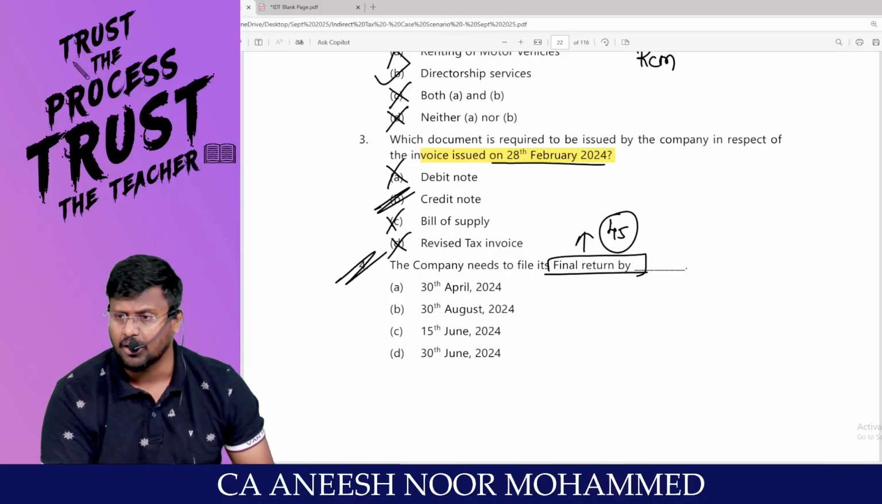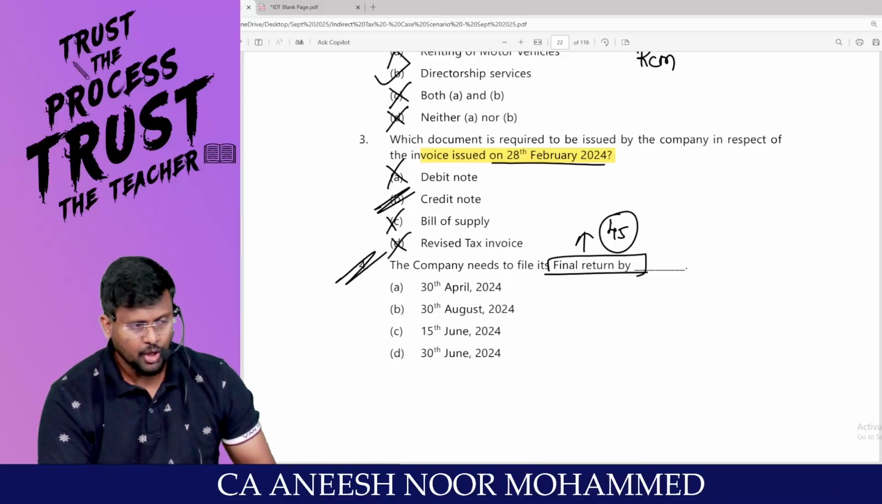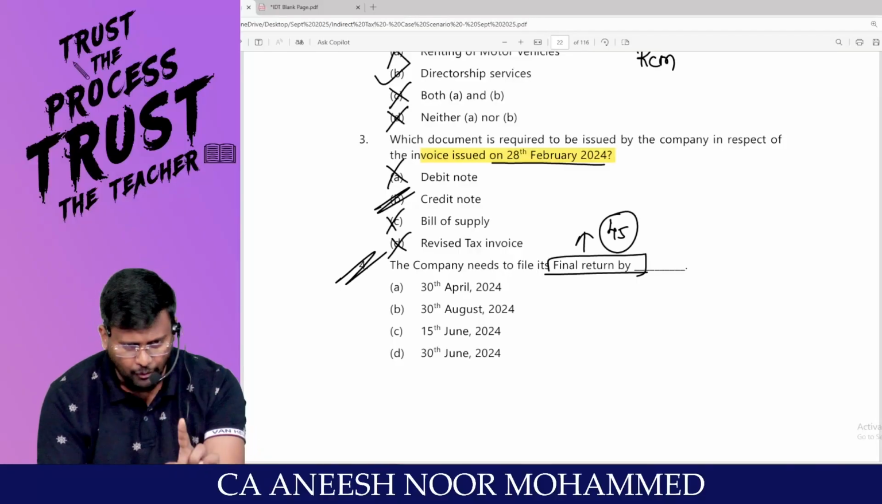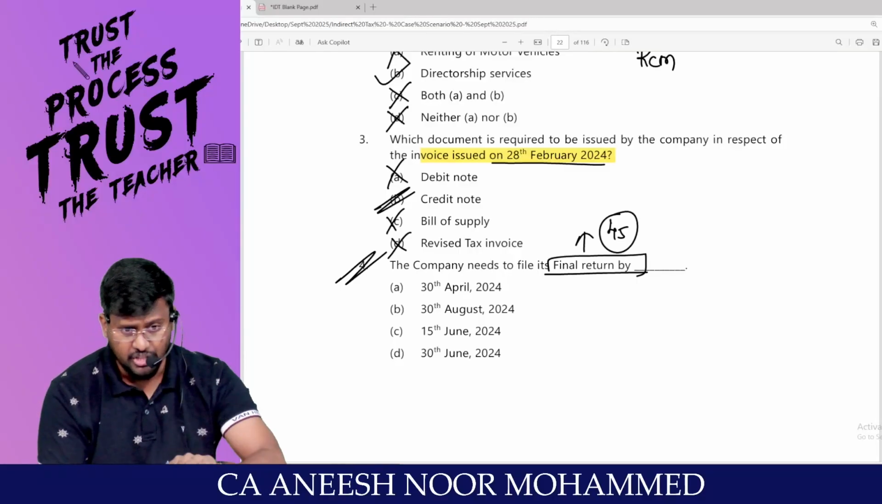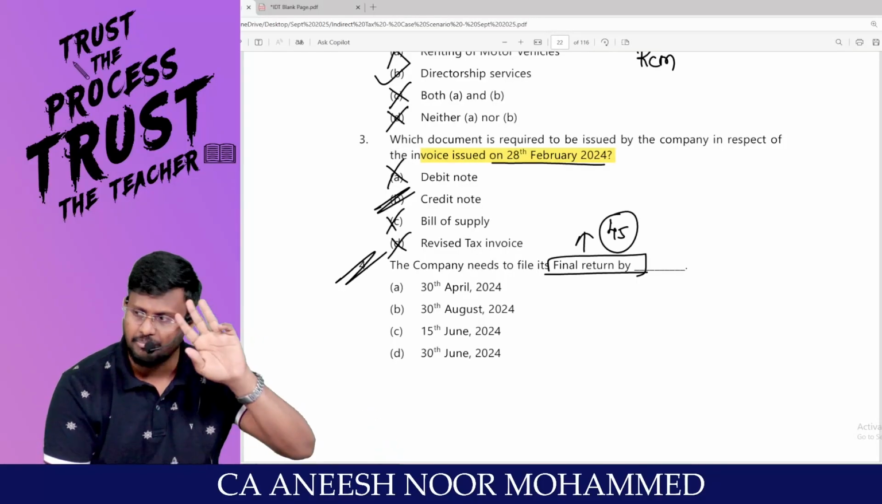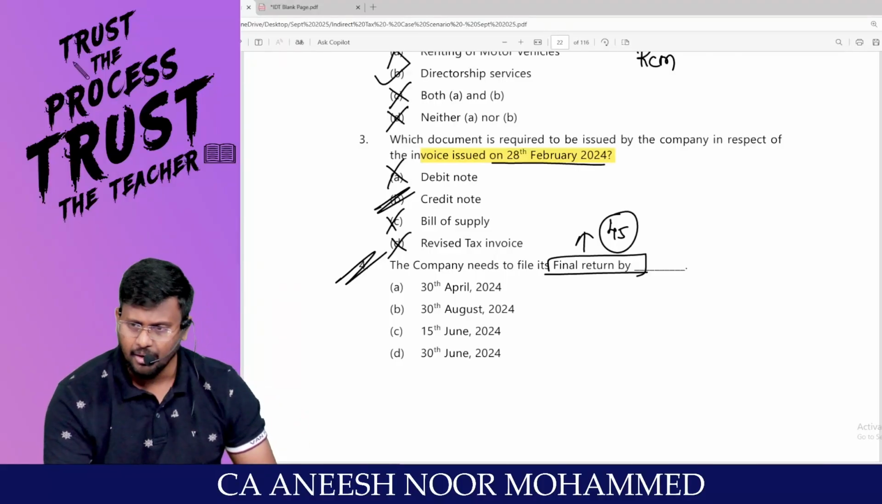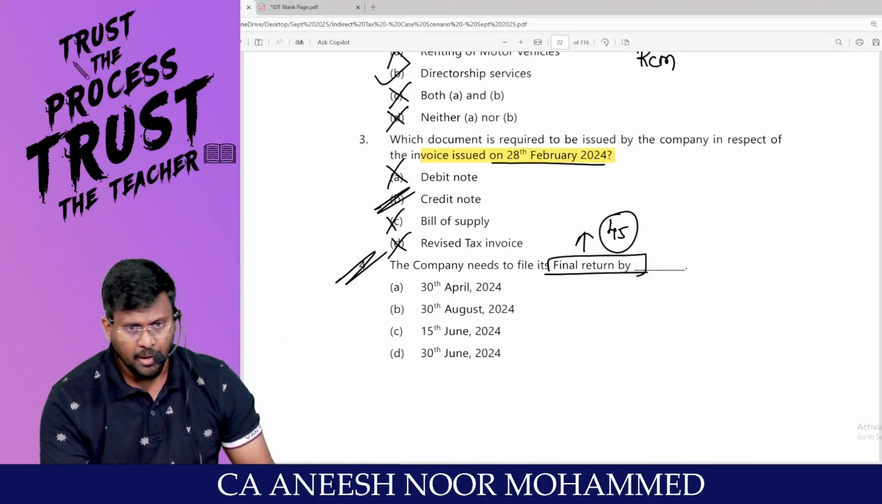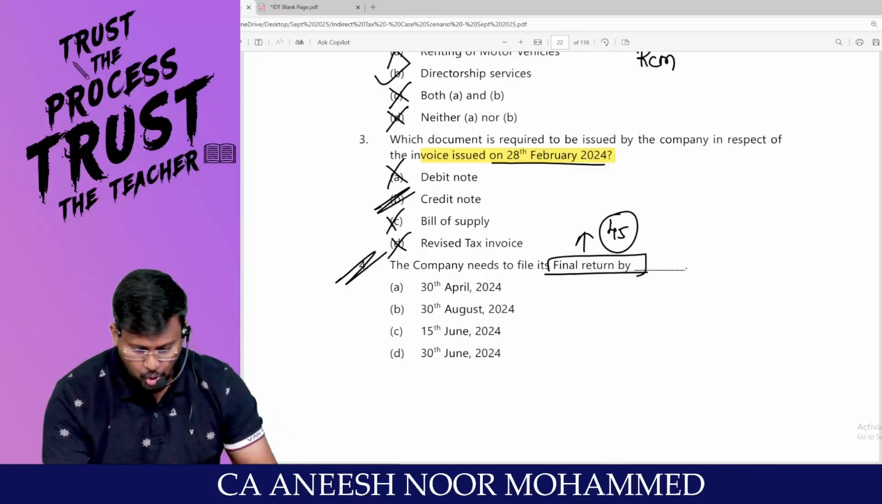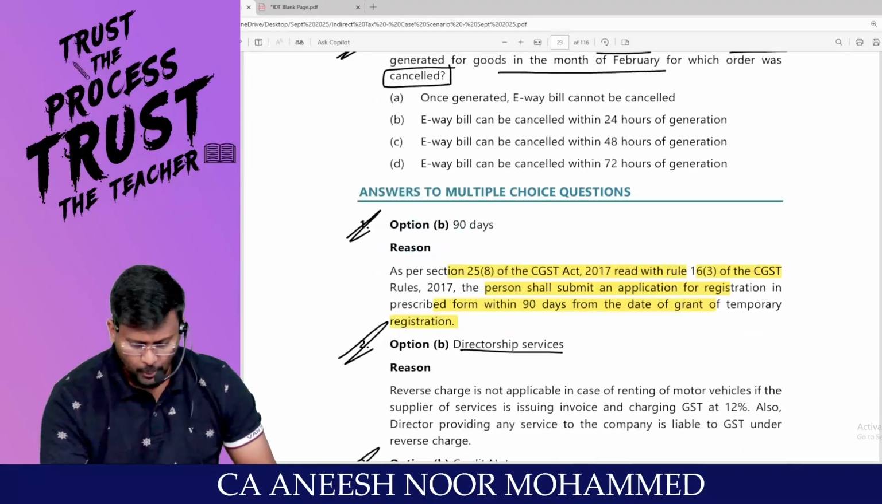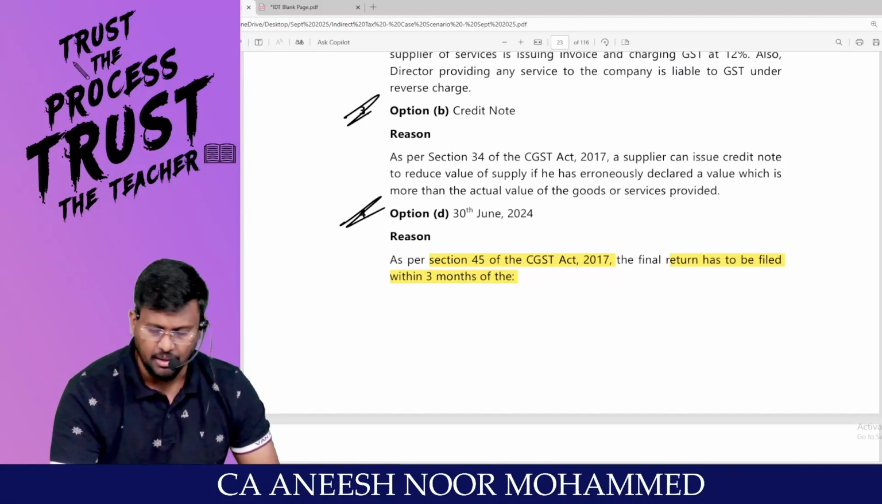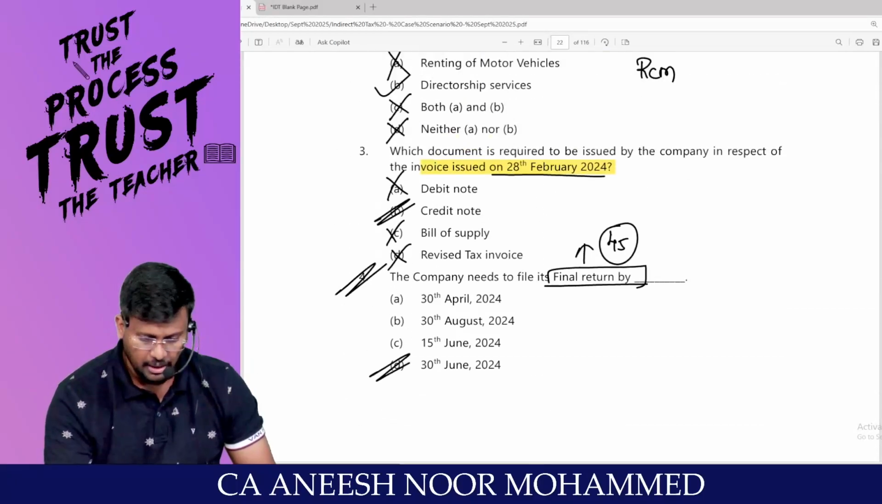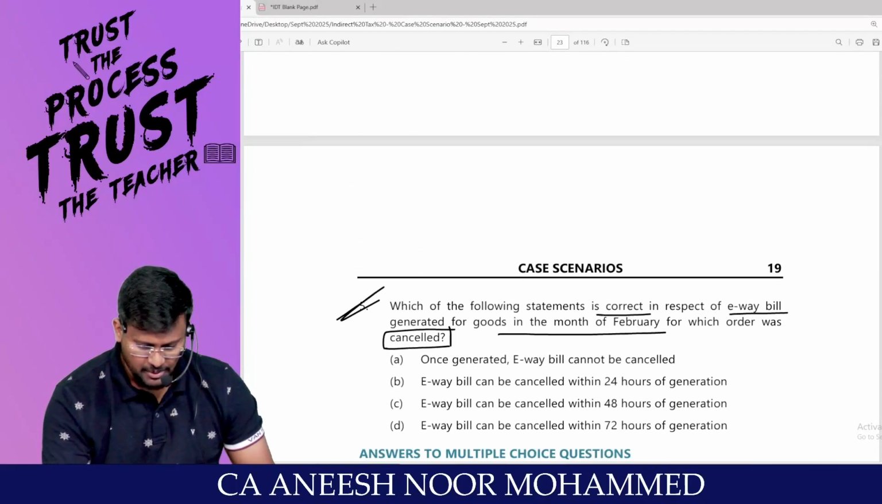Fourth one, company needs to file its final return. Sir, final return is as per section 45. You have to check what is the date of order or date of cancellation of registration, whichever is later, and from there 3 months. We already did that. We got the answer as 30th March. So April, May, June. So 30th June for question number 4. D should be the answer, 30th June 2024. Easy? Come on, man. I'm coming to the last part of the question.